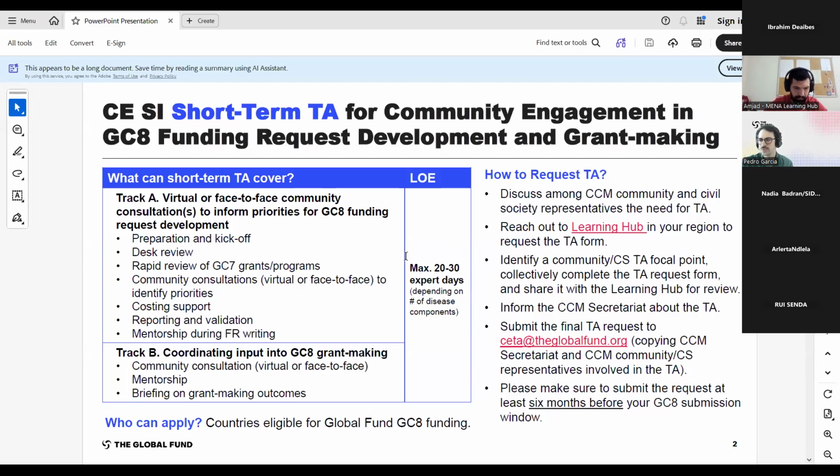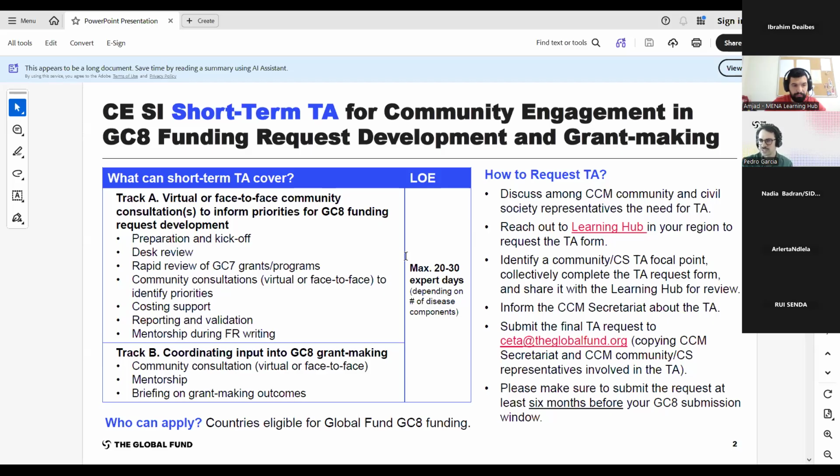Support through grant making processes is also available. So during grant making, support can involve, for example, mentorship to communities during grant making discussions, so that they have better access to information or can strategize during this important process. And it can also support small short briefings around the grant making outcomes, because some of the shortcomings that we've heard is that communities at the end of grant making don't really know what the outcomes were. So this is also a support that can be requested.